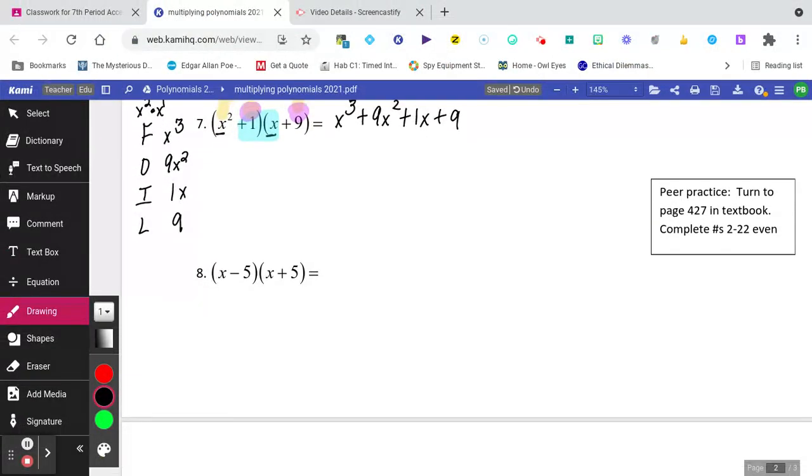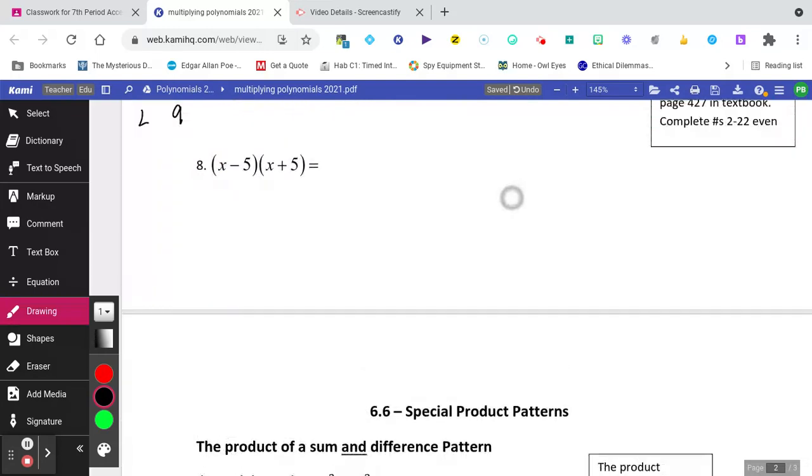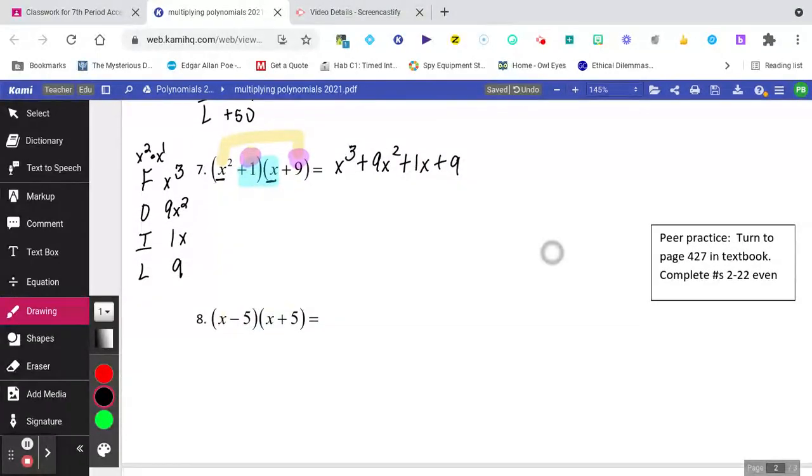And let's look at 8. First, outer, inner, last. Well, my first terms are x and x. X times x becomes x squared. My two outside terms are what's on the outside edges, x and 5, so that's positive 5x. On the innermost part, there'll be negative 5 and x.